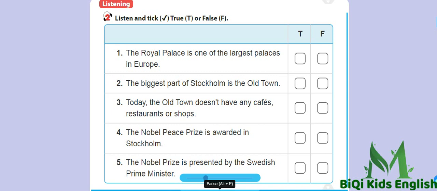Sweden's capital city is built on 14 islands and has a 700-year-old history. The oldest part of Stockholm is the Old Town. Here you can visit the Royal Palace, one of Europe's largest and most dynamic palaces. There are about 3,000 people living in the Old Town today, and it's a place with cafes, restaurants, shops, and museums, including the Nobel Museum.